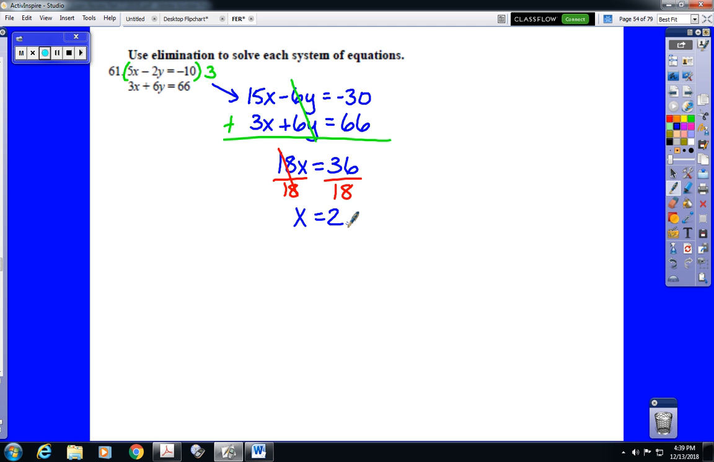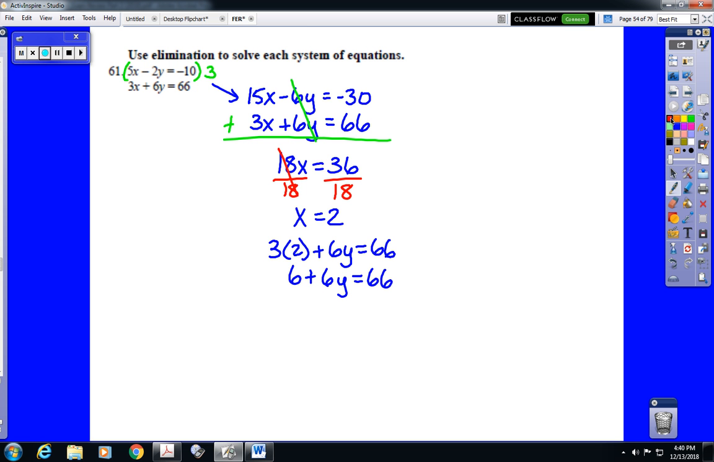Okay, now I just need to plug that in and find y. So I say, okay, if x equals 2, then 3 times 2 plus 6y is 66. So everybody should see that I took that x and I plugged it into the second equation. Doesn't matter, you can plug it into the first equation, you get exactly the same thing. 3 times 2 is 6, plus 6y equals 66.